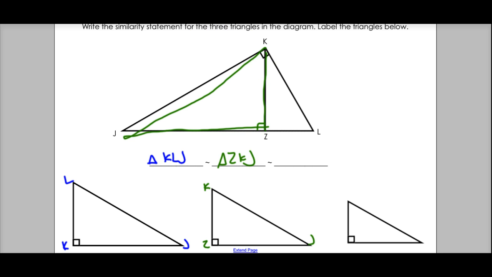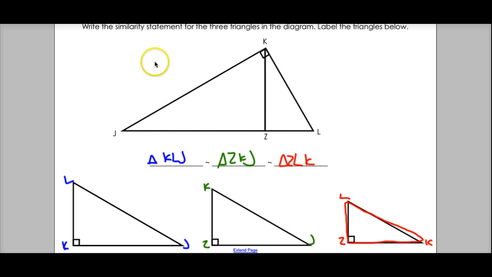And then finally we have our small little guy right here. Our right angle, once again, is at Z. So we're going to put Z as our right angle, and this would be our shorter side, ZL. So ZLK. Look at that guy, he's so cute. That's our smallest triangle, triangle ZLK. So those are our three similar triangles that we can draw within this triangle, and all three of them are similar as we stated right here.